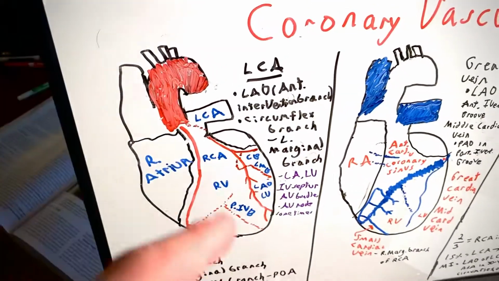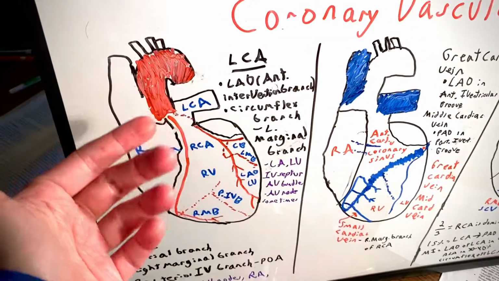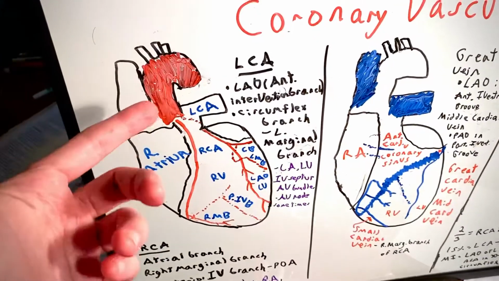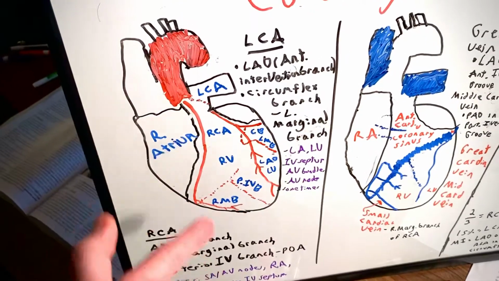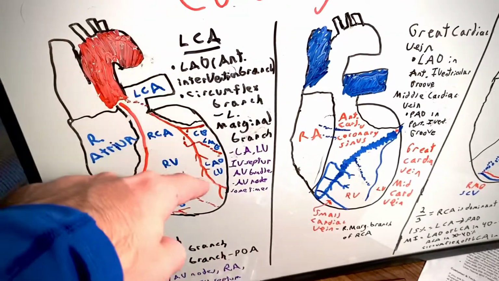We have two main ones, the left coronary artery and the right coronary artery. They both arise off this ascending aorta. Here's the aortic arch, ascending aorta. So the right coronary artery will arise off the ascending aorta, running anteriorly down the heart, and the left coronary artery will come off the back of the ascending aorta and run off anteriorly down the heart.